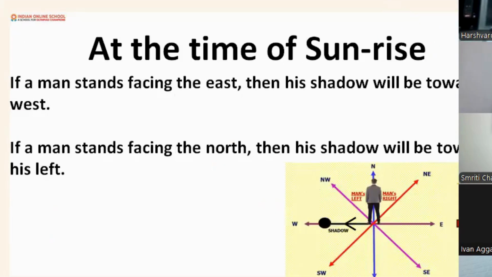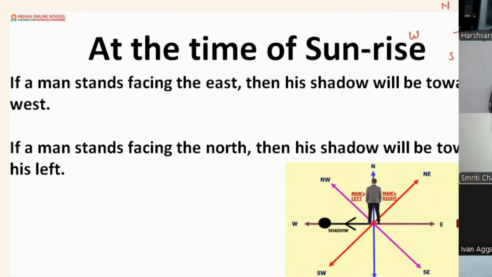Okay, now the sunrise and the sunset time, what I asked. Whenever it is the time of sunrise, as we already know, the sun is rising from the east direction. Every time the sun is rising from the east direction. It's not like that today the sun is going to rise from east and tomorrow it will rise from west. Okay, it's not possible. Every time the sun is rising from the east direction only. And if a man stands facing the east, if somebody is facing towards the east only, then his shadow and the sun are also here in the east direction.